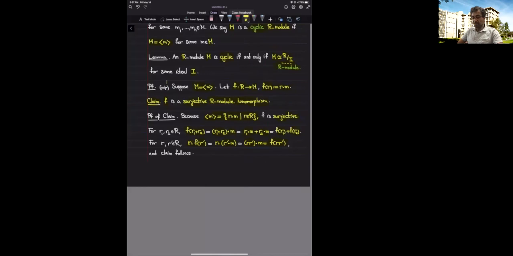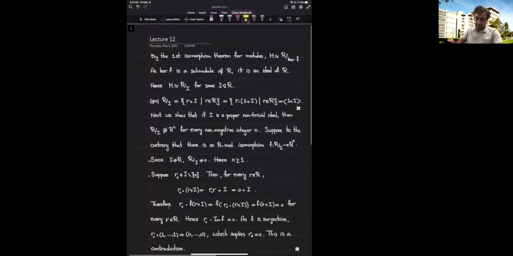Therefore, by the first isomorphism theorem of modules, we deduce that M as an R module is isomorphic to R mod out by the kernel of F. But remember, R submodules of the ring R are precisely ideals of the ring R. So the kernel of F being an R submodule implies that it is an ideal of this ring. So the kernel of F is some ideal I, and this isomorphism gives us the desired isomorphism.